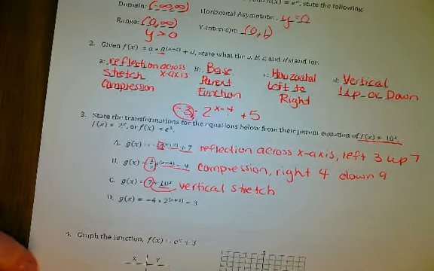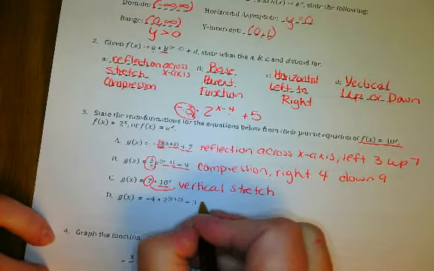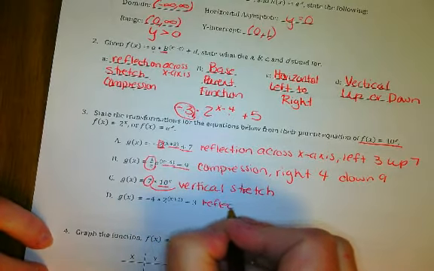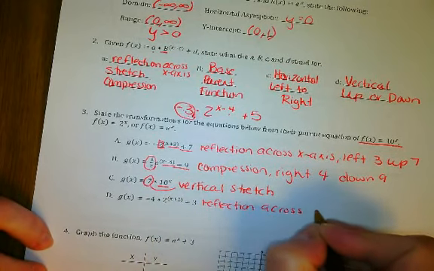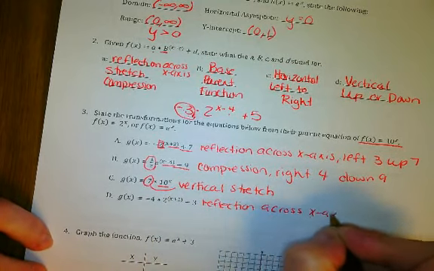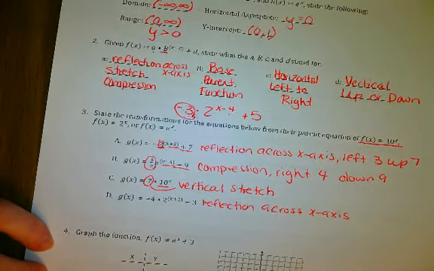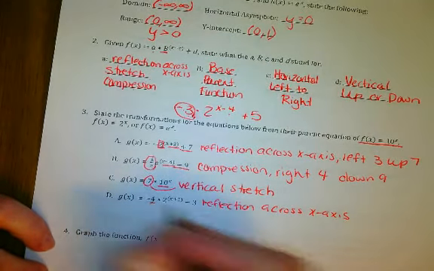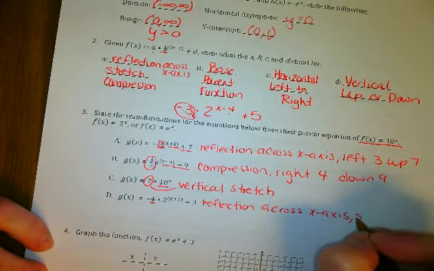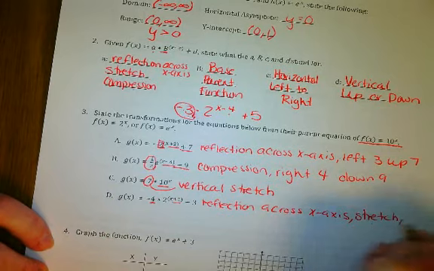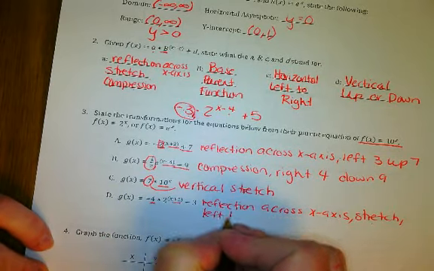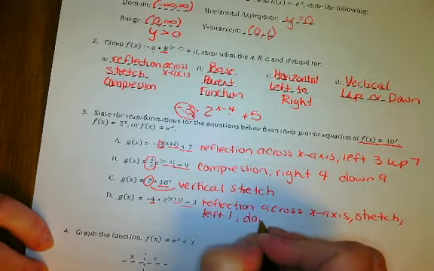All right, on the next one, I do see that negative, so that's going to tell me it's a reflection across the x-axis. The 4 tells me it's going to be a vertical stretch. The plus 1 is going to tell me left 1. And then down 3.